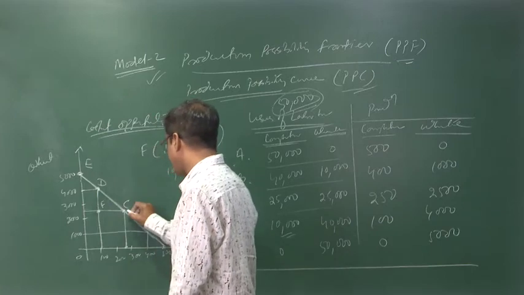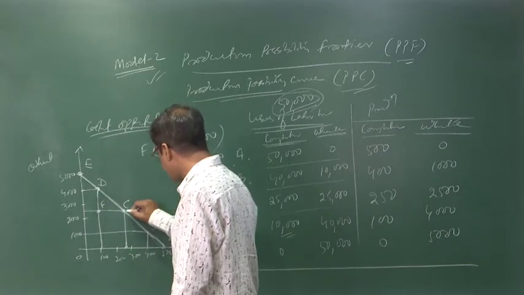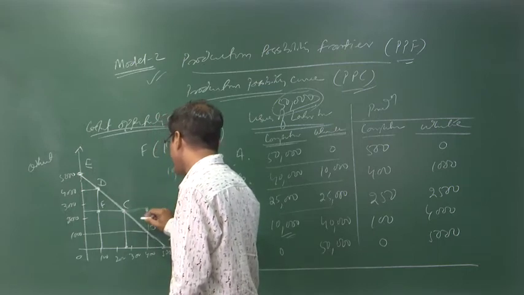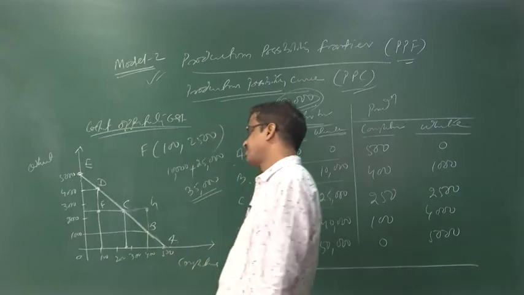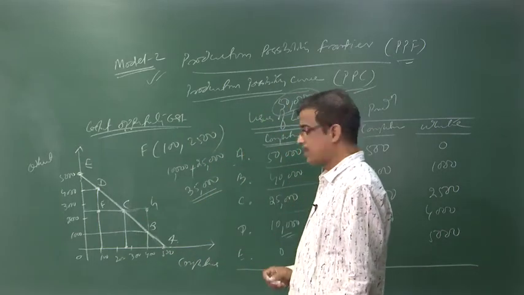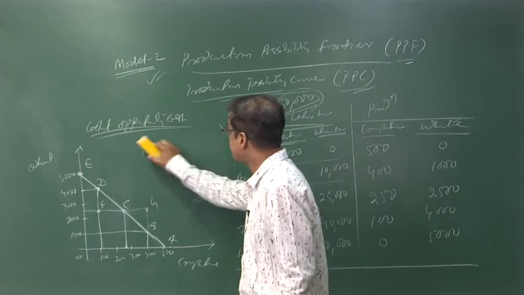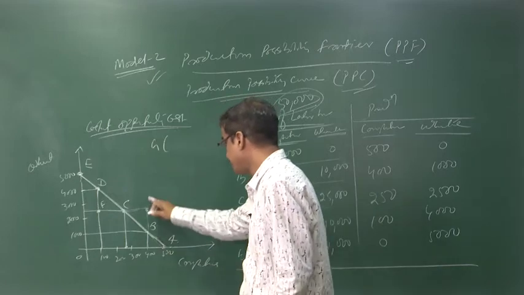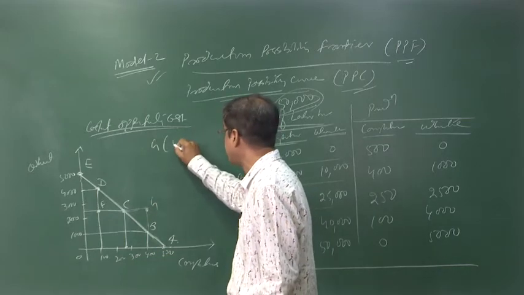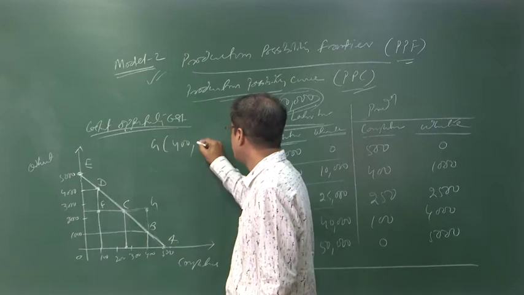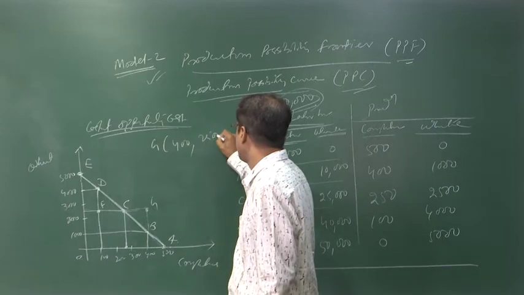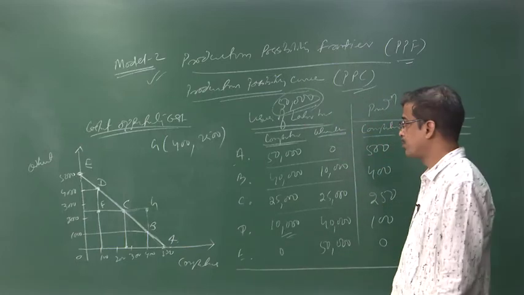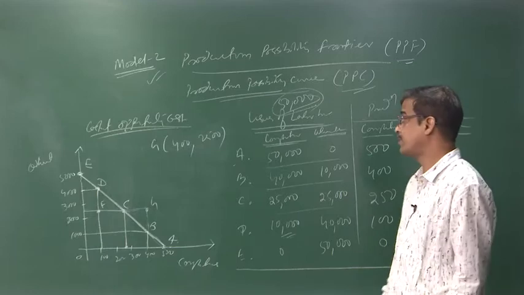Similarly, let us say we take a point, this is the point, let us assume this particular point, this is the point Z here. In this Z combination, what do you find? At Z, it will be 400 computers, you have to manufacture 400 computers and 2,500 tons of wheat, you are going to manufacture 2,500 units.